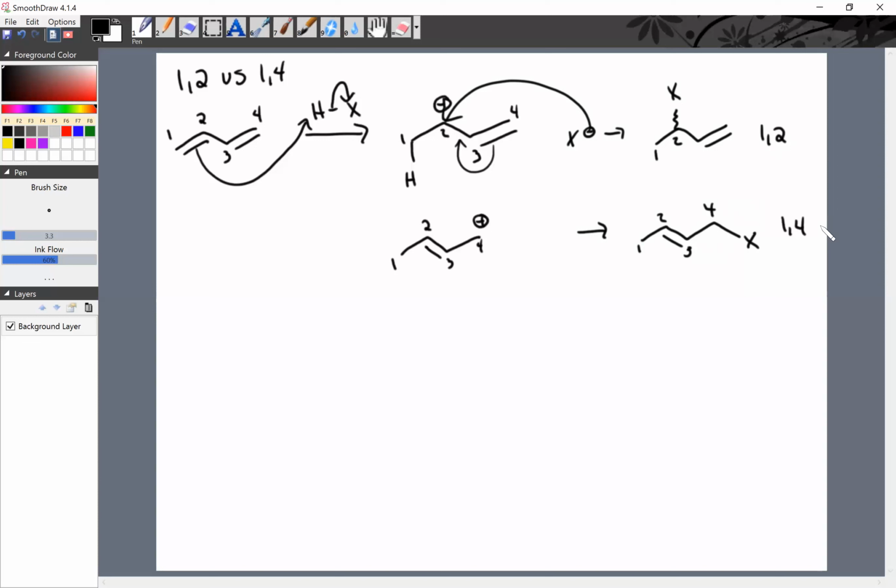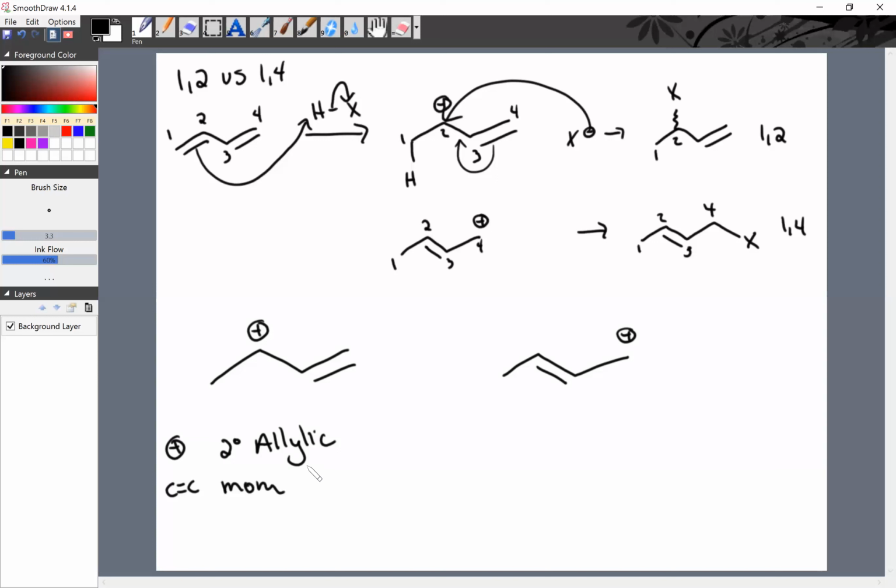But anytime you go through an intermediate, are you going to get both products if it can do this resonance? Well, let's talk about why I said one was more stable than the other. So let me draw them both out again, because I like this one. What do I love about it? Yes, it's secondary. Not really important. It's allylic. That's what I know about the carbocation. What do I know about the alkene? The alkene is monosubstituted. Okay, let's jump over here.